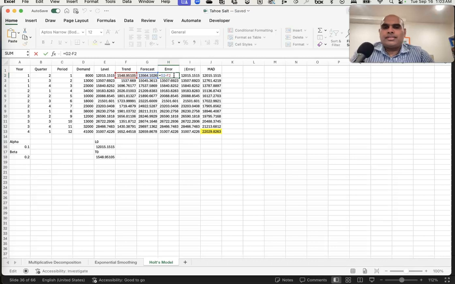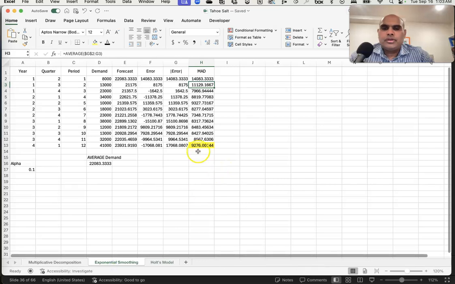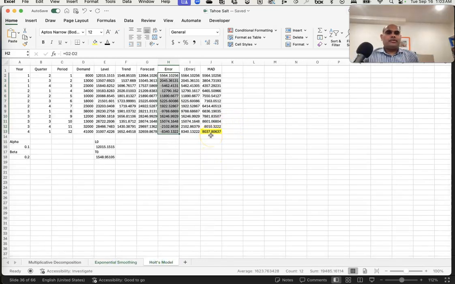Oh, oops, sorry. I think that was the mistake, right? Forecast minus demand. Maybe it will be better. Yeah, slightly better actually. Okay. 9,276 versus 8,037, it's not that much better. But still Holt's method is better.